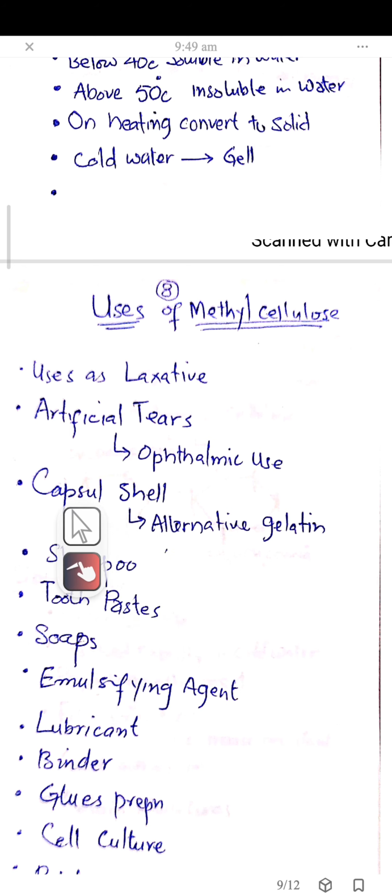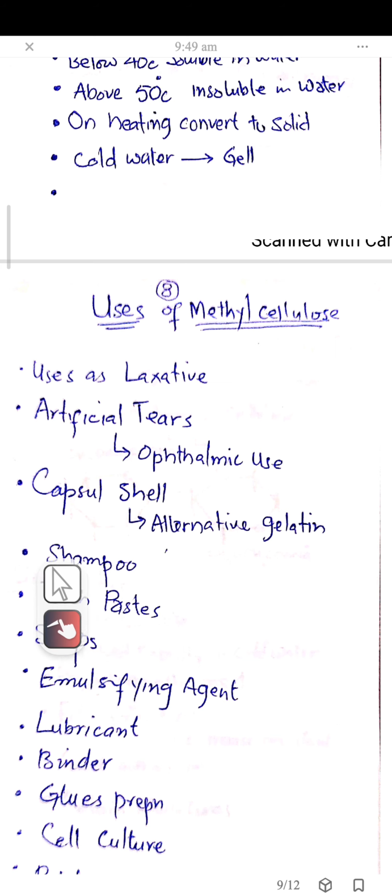Mostly if a person is hypersensitive to gelatin capsule, then we will have to formulate the capsule for drug delivery system, and that will be made of methyl cellulose.